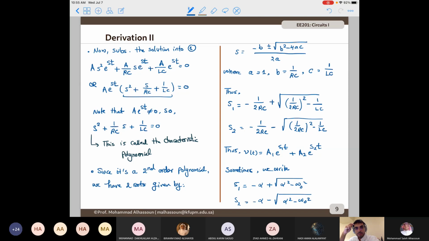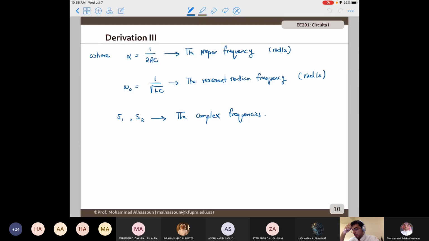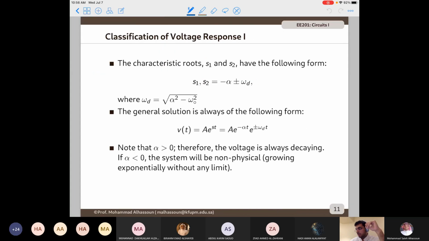And we saw that there are two possible values of S. One is S equals minus alpha plus the square root of alpha squared minus omega naught squared. The other one is minus alpha minus the square root of alpha squared minus omega naught squared. And alpha is 1 over 2RC, omega naught is 1 over the square root of LC. So as you can see here, the value of the roots depends on the circuit elements. So once you know the circuit elements, you can easily find the roots. Still, we haven't figured out a way to calculate A, and inshallah we'll come to it later in this lecture. But let's deep dive into some of the details here.